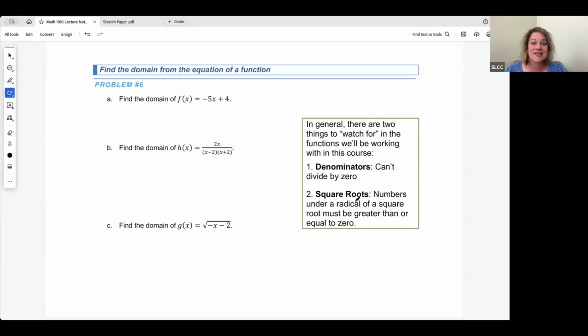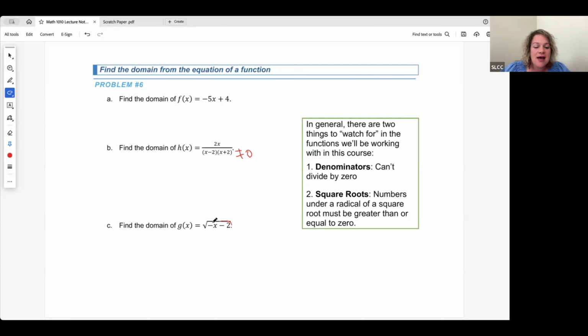Well, let's look for exceptions. There are basically 2 exceptions in this course. You cannot divide by 0. So anytime you have a denominator, we know that we cannot divide by 0. We also know that when we have square roots, we can't take the square root of a negative. Actually, we can. It's an imaginary number. But when we're asking for the domain of a function, we are asking in the set of real numbers.